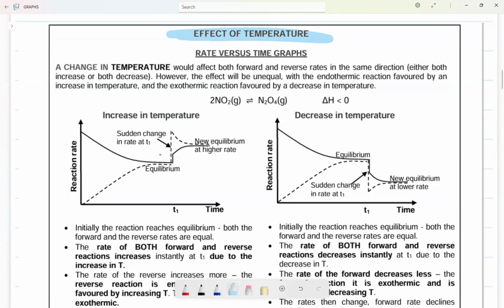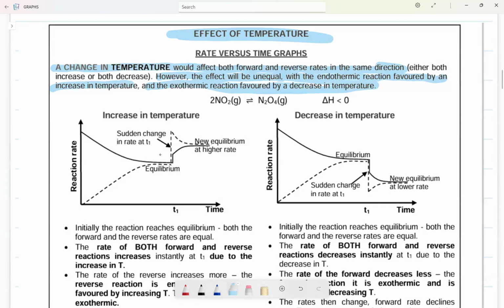Now, let's read the statement here. It says a change in temperature will affect both forward and reverse rates in the same direction, either both increase or both decrease. Meaning if the temperature increases, both the reverse and the forward reaction rates will increase. But what will happen is determined by the disturbance, which tells us which one was favored. However, the effect will be unequal, with the endothermic reaction favored by an increase in temperature and the exothermic reaction favored by a decrease in temperature. This is what we know from our theory of Le Chatelier's principle.